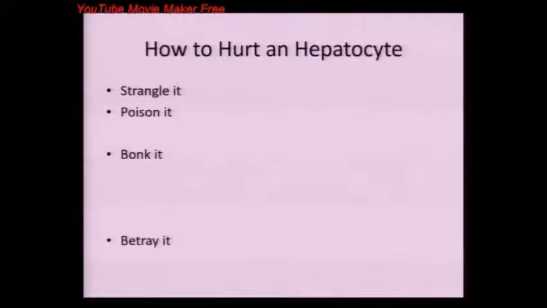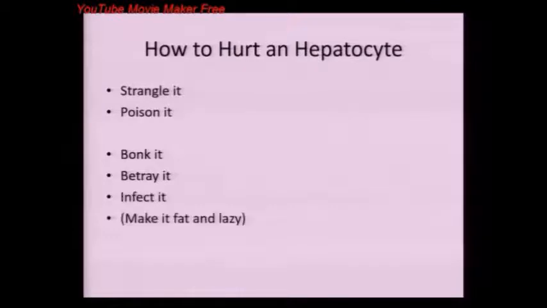I was surprised about that. You could infect it. And they didn't talk about making it fat and lazy. I was much younger then, and this had not occurred to them. But there are analogs for all of these things.